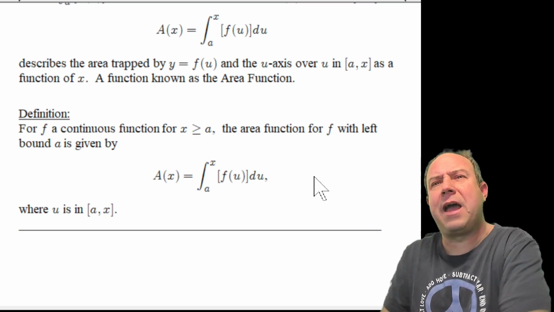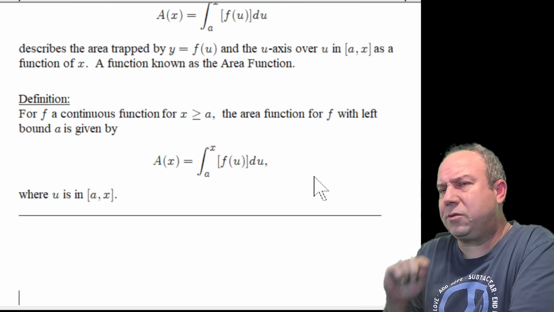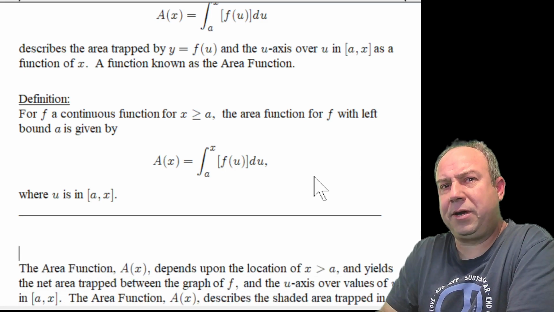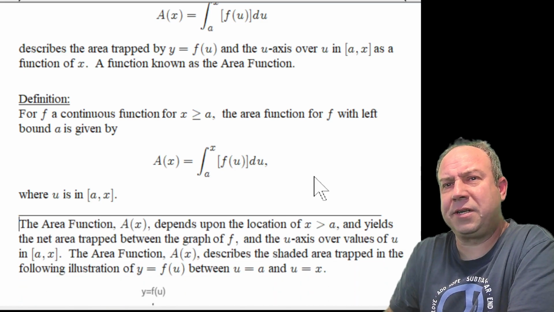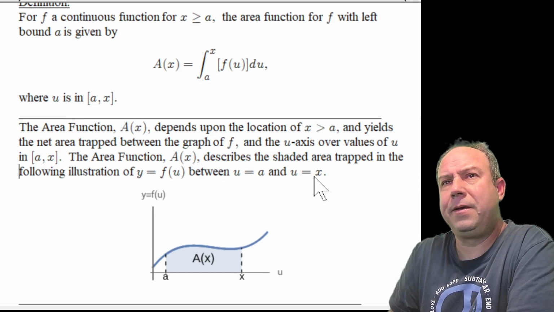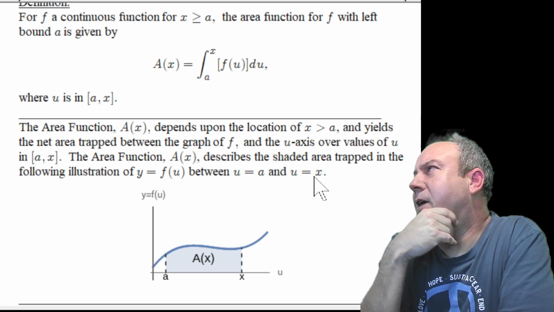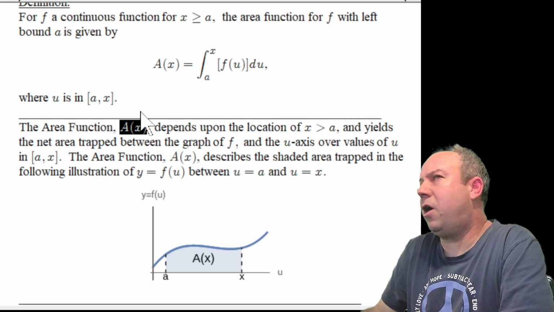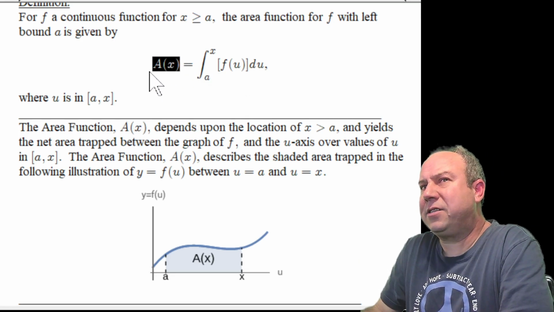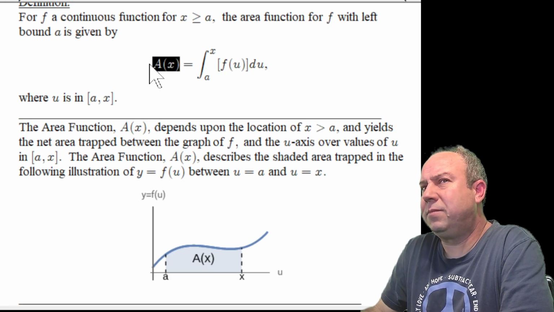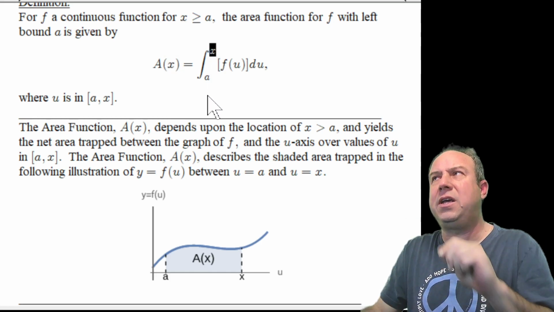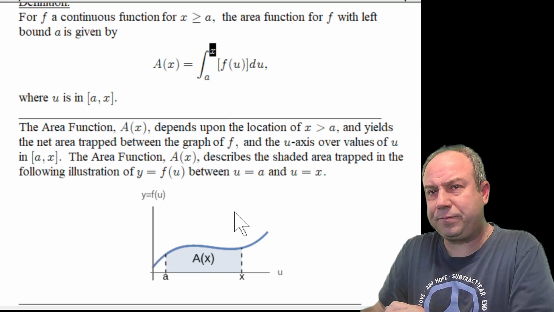Now, again, what this describes is an area function. Let me bring this up here. I do put this into other words to help us understand this a little better. The area function is this function we call A of x. It is actually a dependent value. The area depends upon the independent variable x being the rightmost boundary on the trapped region.